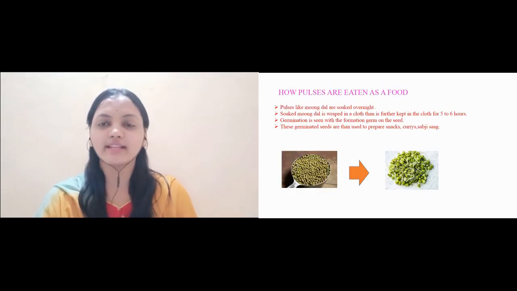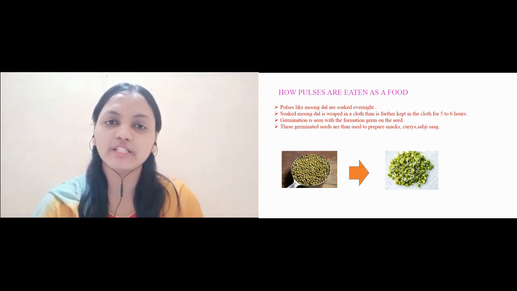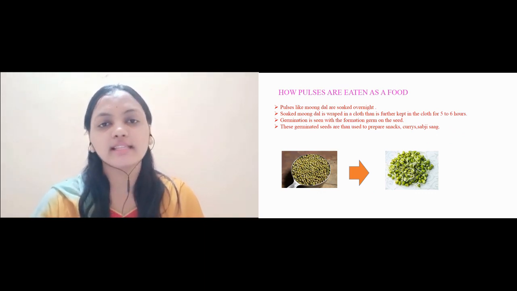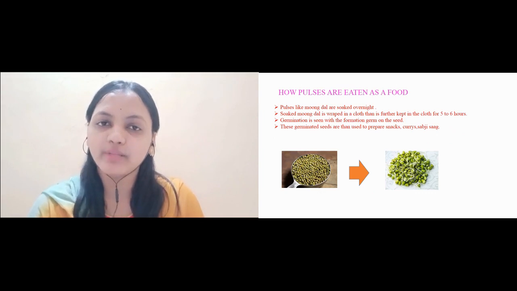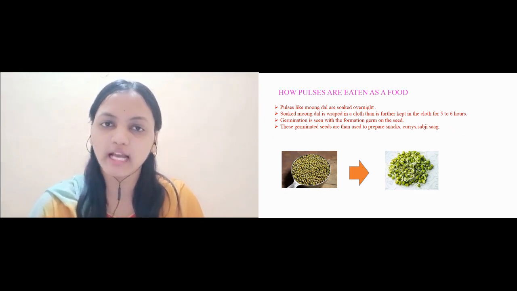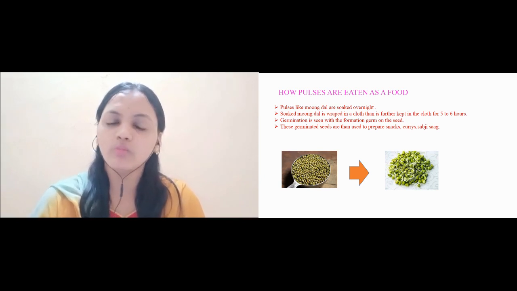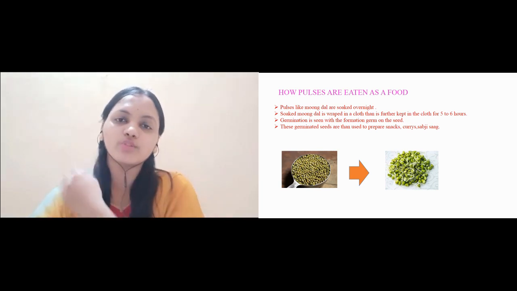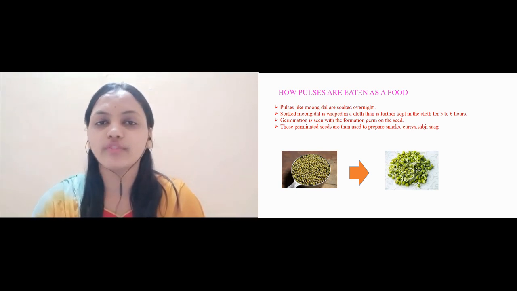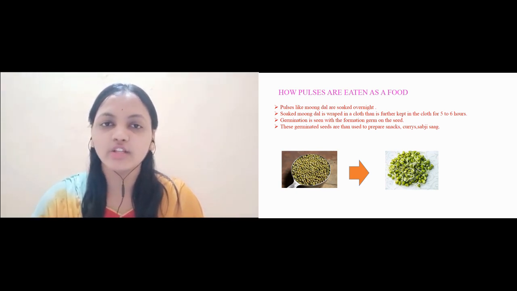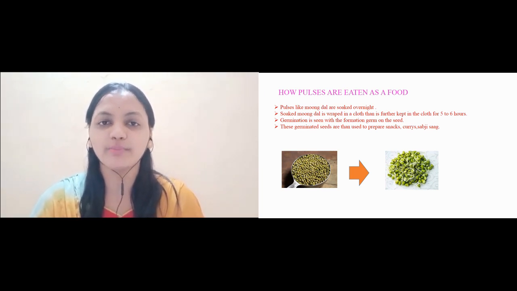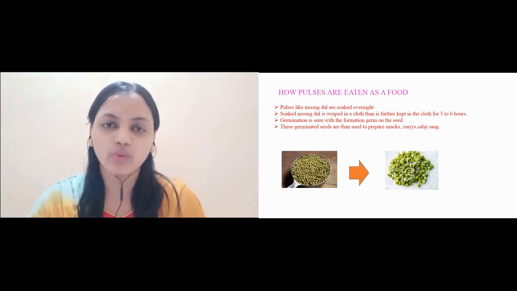Our next part is how pulses are eaten as food. Take some common example of pulses like moong dal. Take whole moong. You have to soak it in water for 5 to 6 hours. Then you have to take those soaked moongs, wrap them in a cloth or simply place a wet cloth on them and keep them for another few hours.